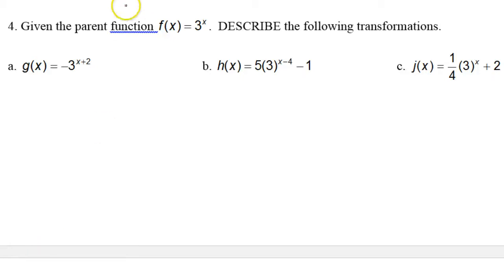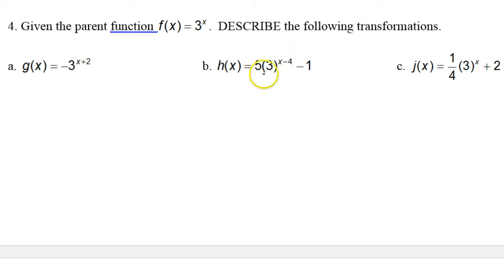Alright, in this video, let's talk about the transformations compared with the parent function that you would get by making all these little changes. So the parent function here is just 3 to the x power, but here I have all this extra stuff. I'm adding and subtracting numbers on the end with the exponent, I'm multiplying in the front, and I even have a negative sign here. I'm actually going to start with this middle one, because that's the most normal type of one.